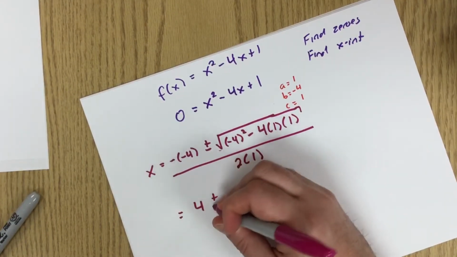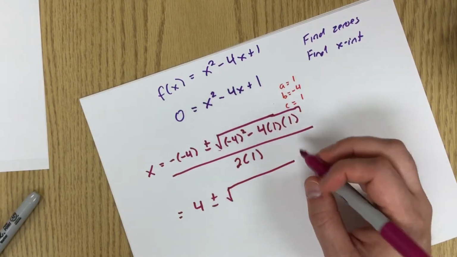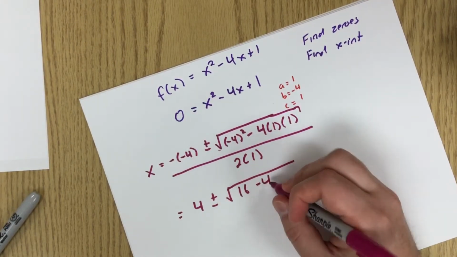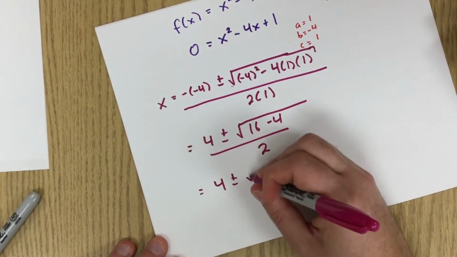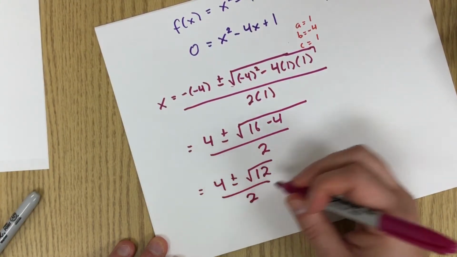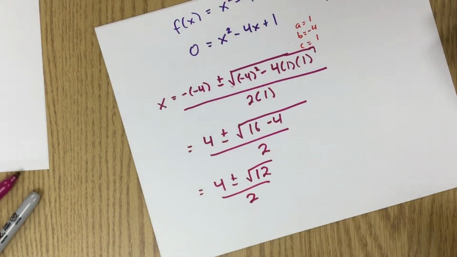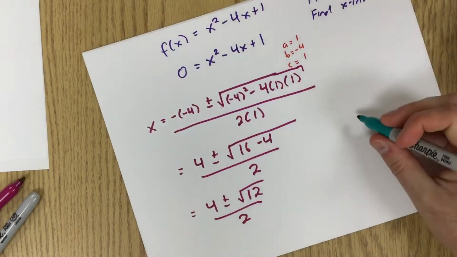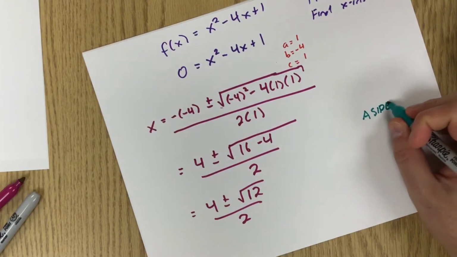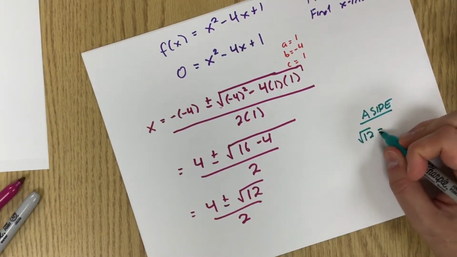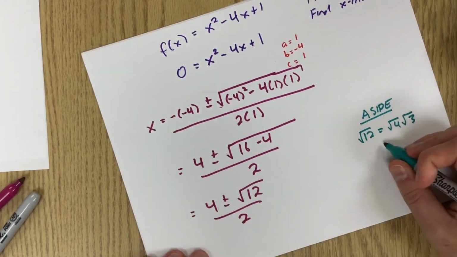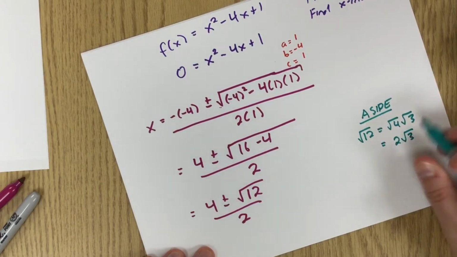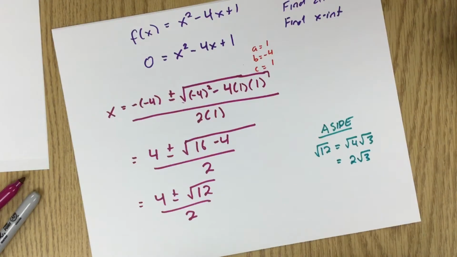So it's going to give us 4 plus or minus the square root of 4 squared, which is 16, minus 4, over 2, which is 4 plus or minus the square root of 12 over 2. Ooh, but now we know something different. We're more knowledgeable than we were in previous times. So we're going to do an aside here. As an aside, we can simplify root 12. Root 12 is equal to root 4 times root 3, which is equal to 2 root 3. So that's our root 12.